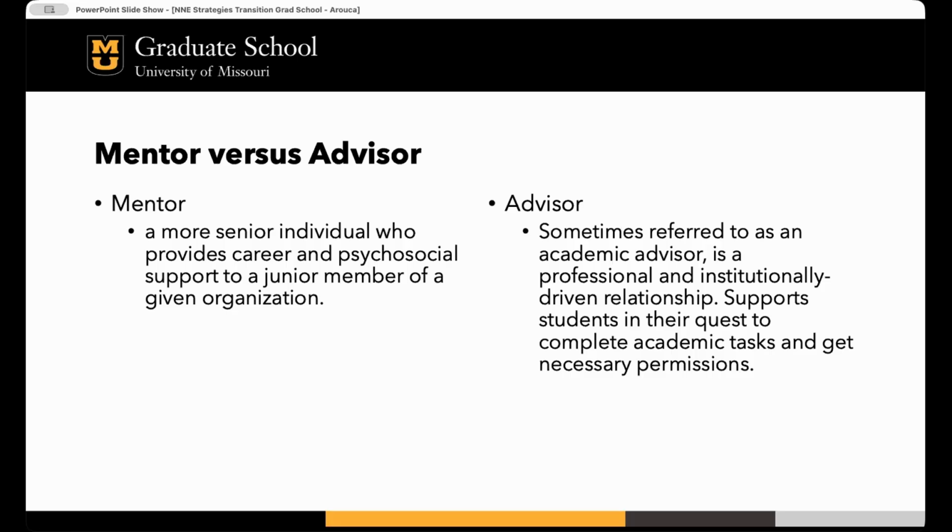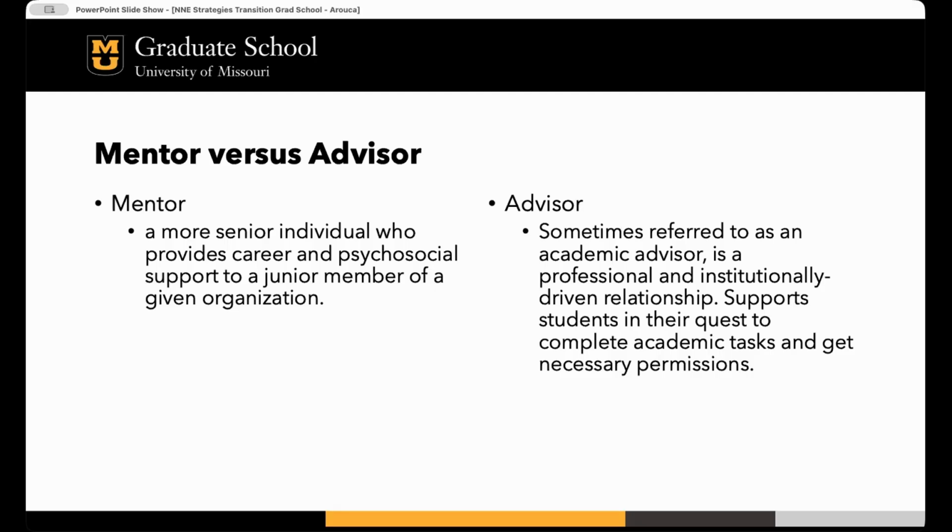When you're thinking about an advisor, and sometimes they will say it's your academic advisor, your program advisor, they are typically a professional or institutional driven relationship where they are trying to support you in completing academic tasks and sometimes get the necessary permissions for you to do something in academia. Sometimes they use those 2 words interchangeably. Somebody will keep saying, "Oh, I'm this person's advisor," and they may actually mean a mentor. And other times they say, "Oh, I'm the mentor," but they are working in the definition of an advisor.